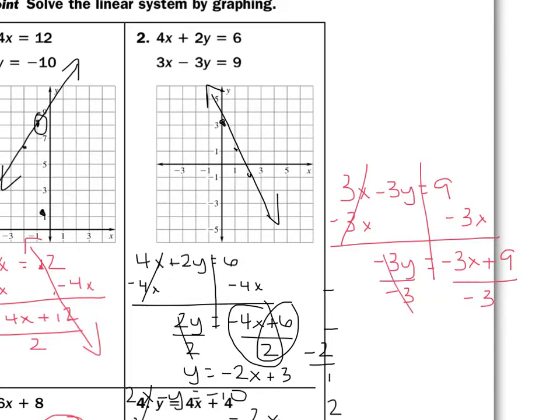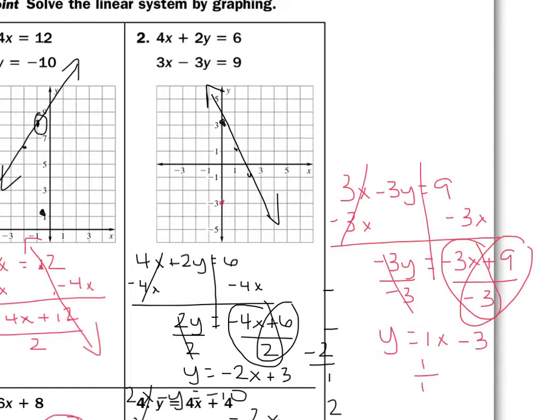And the negative 3's cancel out, and you're left with y equals negative 3 divided by negative 3 is a positive 1. So it's going to give you a 1x, or just an x. And 9 divided by negative 3 is a negative 3. So this one's going to cross at negative 3 and have a slope of 1.